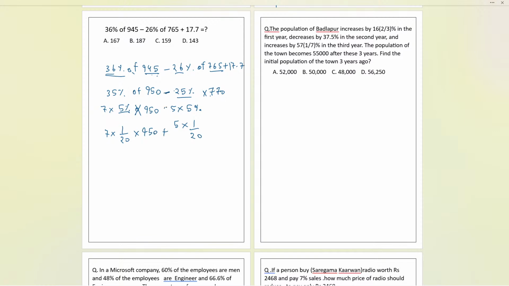Plus, okay, it is minus only. And then here we are using 770 over here into 770 over here. Now, let us simplify further 7 by 20. Actually, you don't have to write all these steps. Directly, you can write like this.